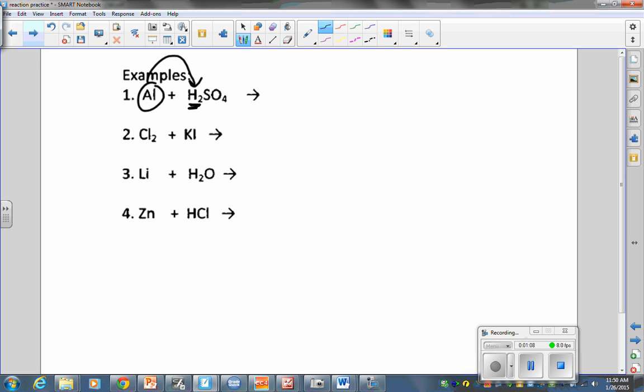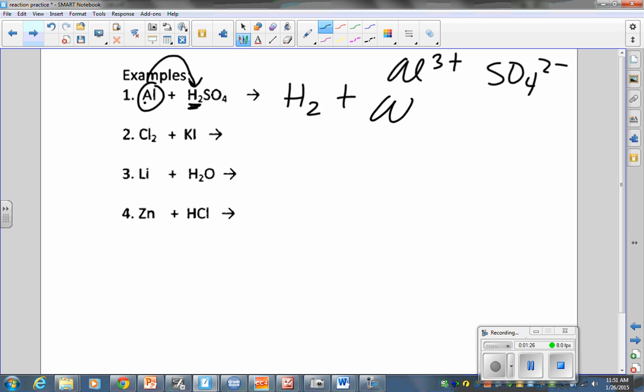So I take what element gets kicked out. I'm going to write it right there. But remember, it's diatomic, so I bust out a 2. Plus, then I crisscross. The metal, then the non-metal. So when I come over here, aluminum is 3+, sulfate is SO4 2-. So when I crisscross it, I get Al2(SO4)3. From that point, you have to balance.